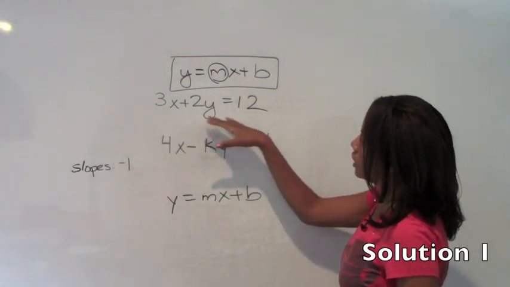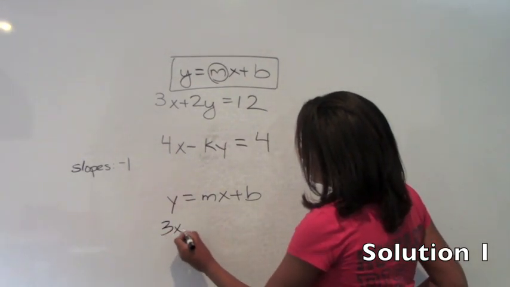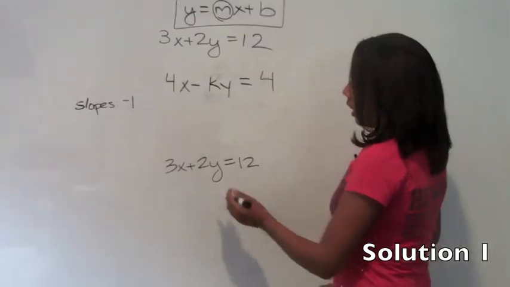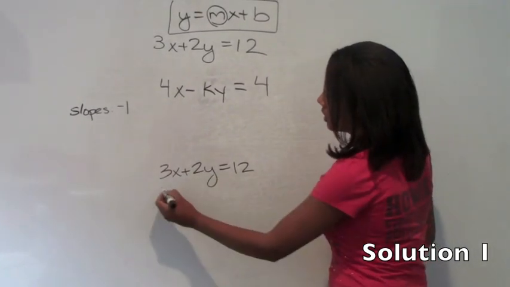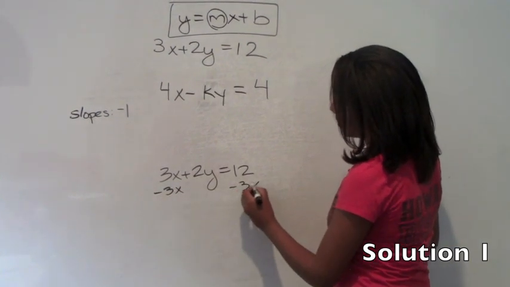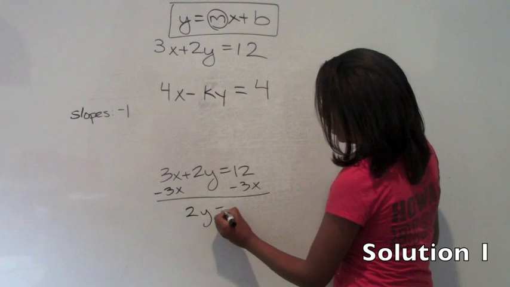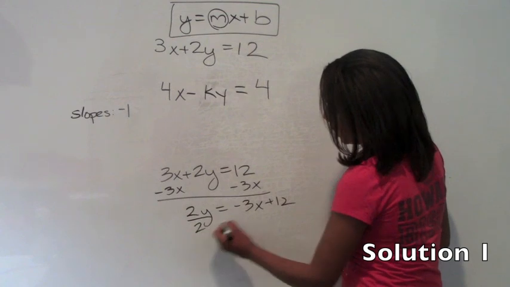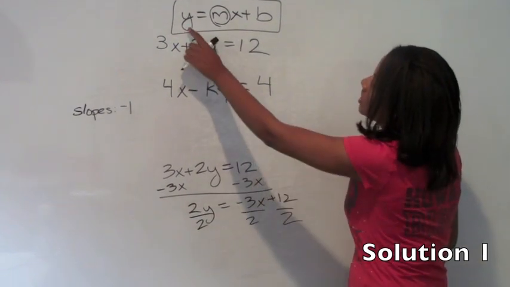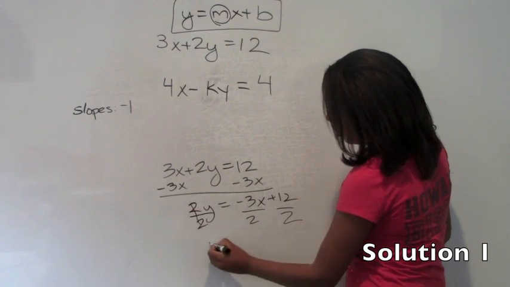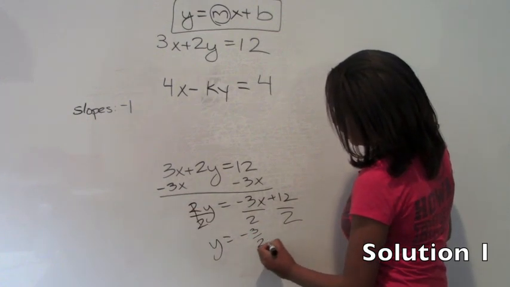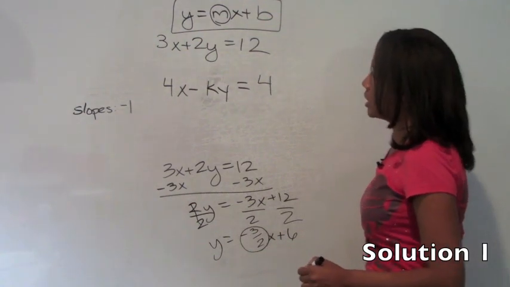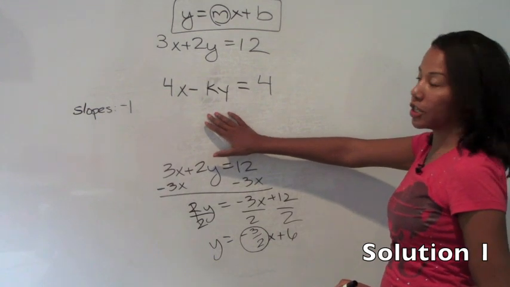Okay, so this first one, 3x plus 2y equals 12. I want to get y by itself. So I'm going to subtract 3x from both sides, and then I'll get 2y equals -3x plus 12. And then I'm going to divide through by 2, because we want the equation to have y by itself. So we get y equals -3/2 x plus 6. Our slope is -3/2.